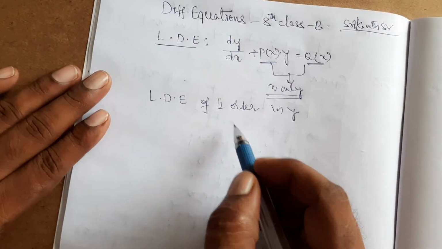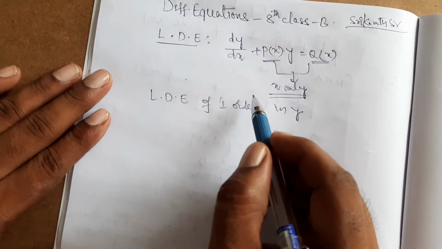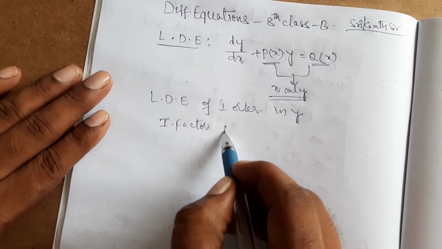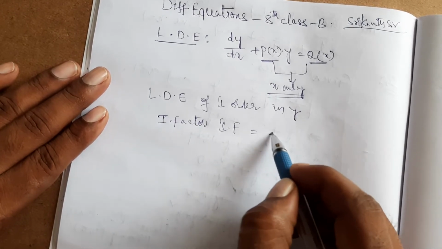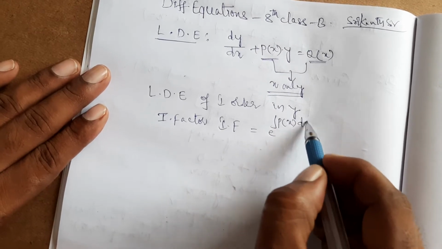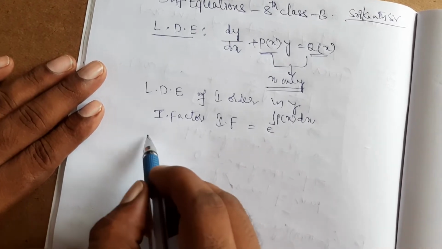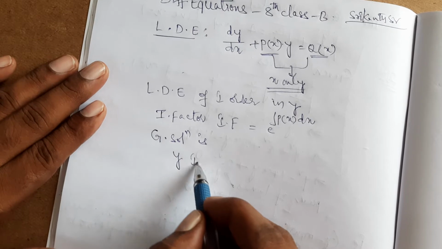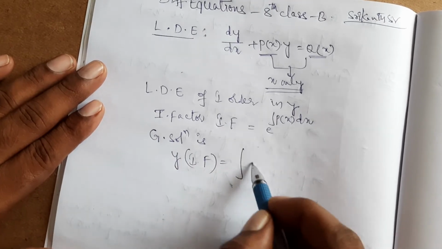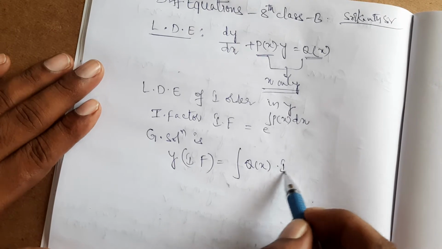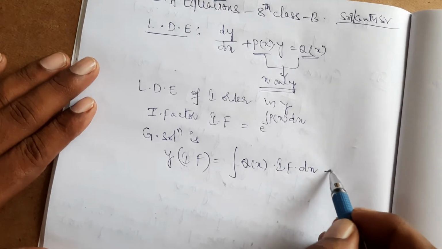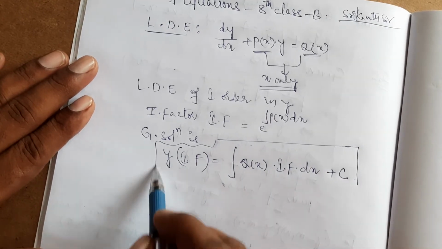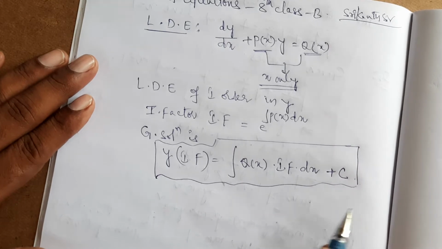And for this one, the general solution also we gave. How can you find the general solution? First we have to find the integrating factor, IF. What is the integrating factor formula? e power integral p of x into dx. After finding the integrating factor, the general solution is given by y into integrating factor equals integral q of x into integrating factor into dx plus integration constant c. So directly after finding the integrating factor, we can write the general solution like this.